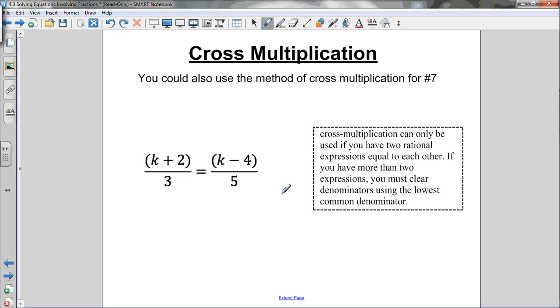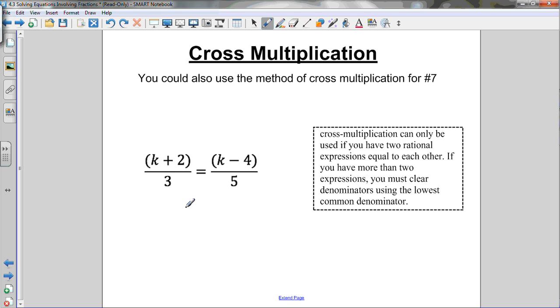Okay, the other way we could solve this question is using a method called cross multiplication. So keep in mind, cross multiplication can only be used if you have 2 rational expressions equal to each other. So it can only be used if you have one fraction equal to another fraction and nothing else. No other terms added or subtracted from either of those fractions. We just have one fraction equal to another fraction, then you can use cross multiplication.